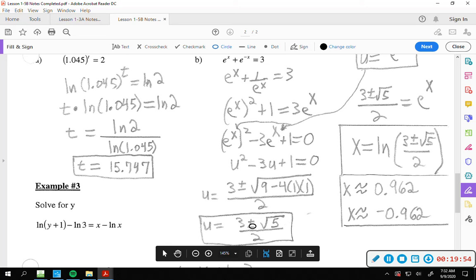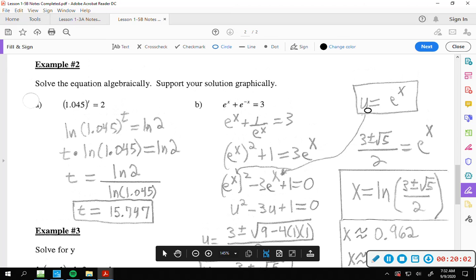Okay? But that means that I have 2 values for u. I need to solve for x. Well, I just plug those values for u right back in here, and I write this equation right here.